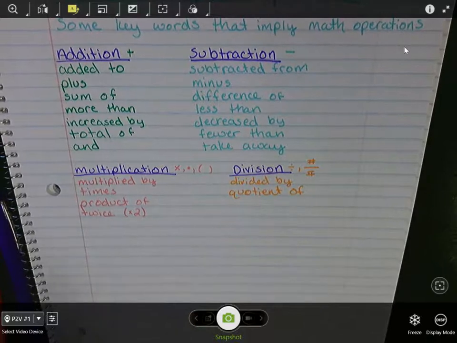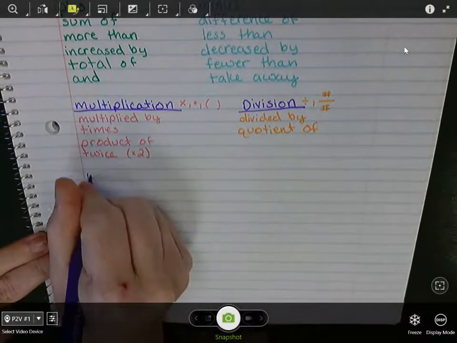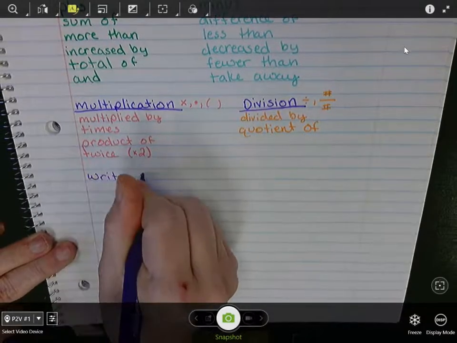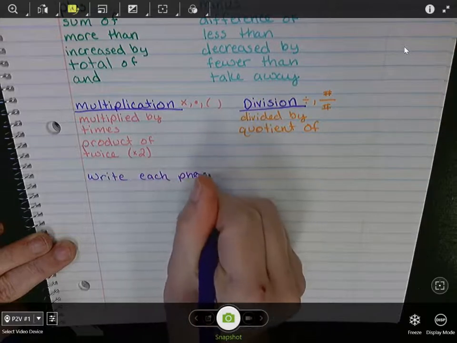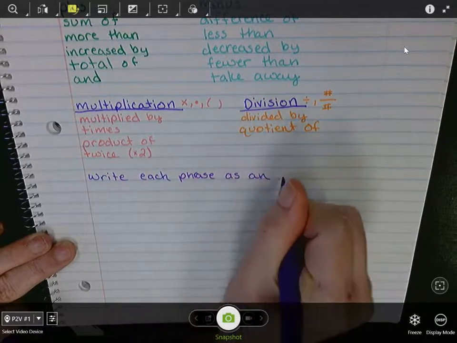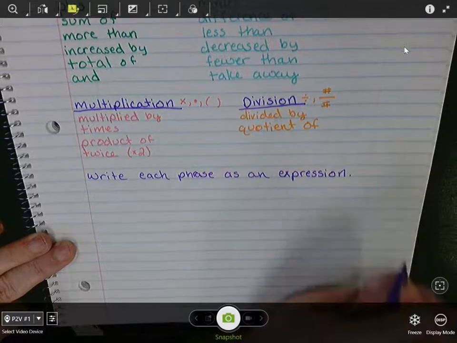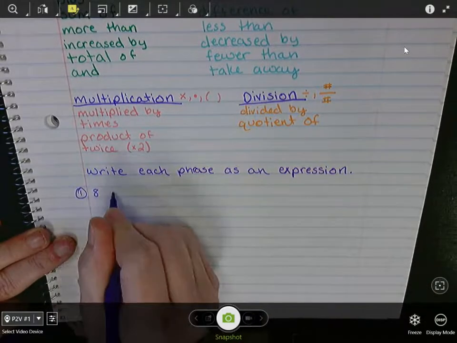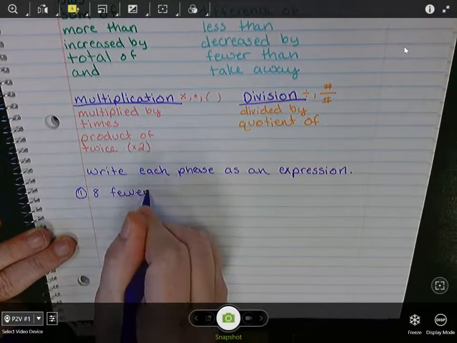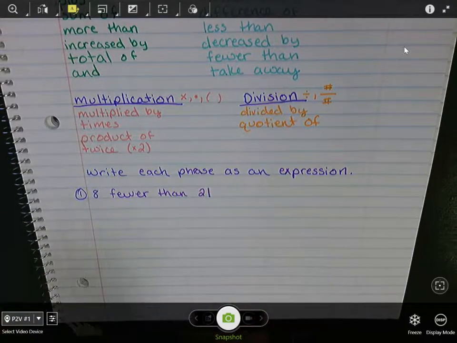All right, so I need you to write down these directions. Write each phrase as an expression. Make sure you write those directions down. Number 1 is 8 fewer than 21.